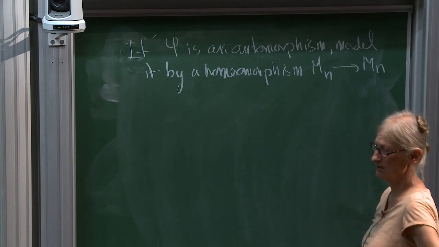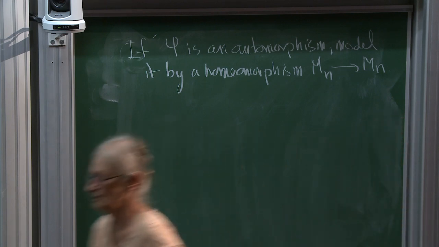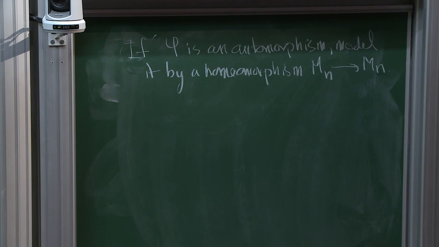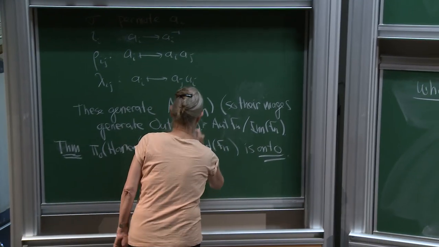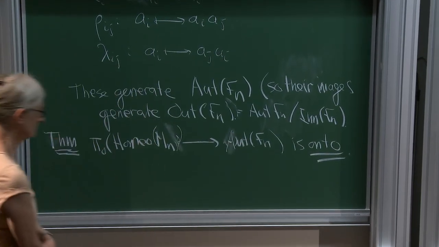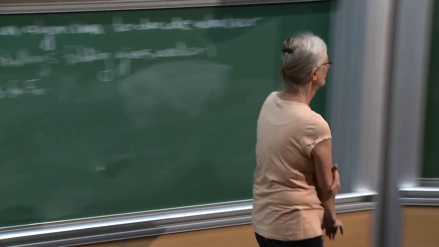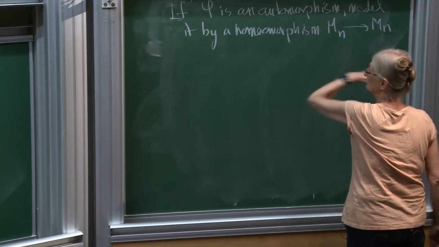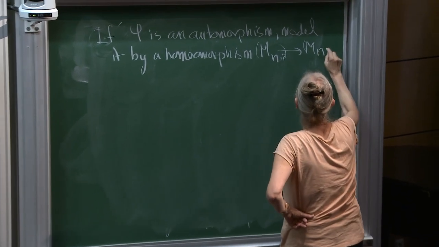And I'm getting bollixed up with automorphisms versus outer automorphisms again. I'm really talking about automorphisms. And if you notice my picture up there, I didn't move the base point. So actually, I've proved that map is onto too. I can do all these things without moving the base point. That's what I've actually proved. So let's just talk about automorphisms for now. So if phi is an automorphism, model it by a homeomorphism that fixes the base point.